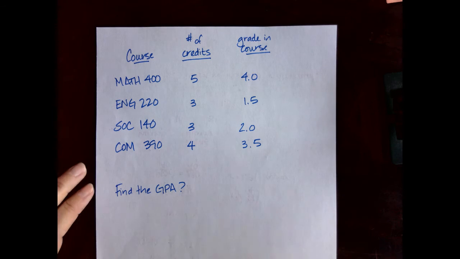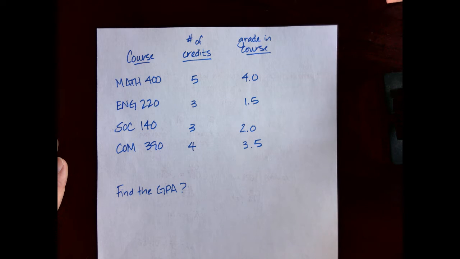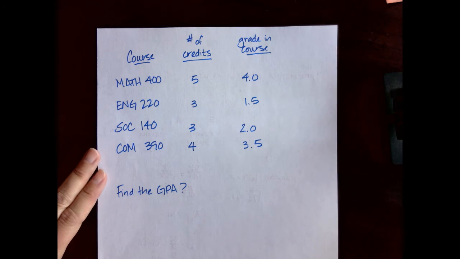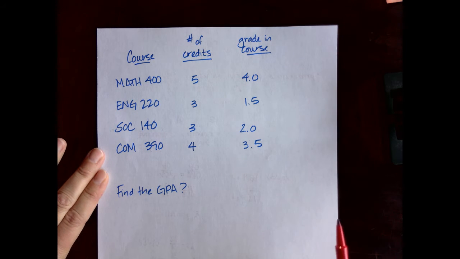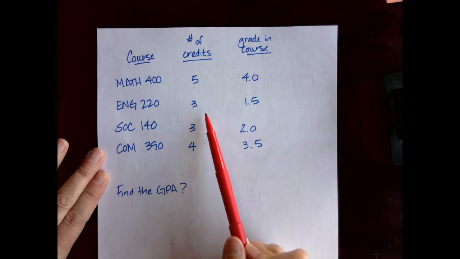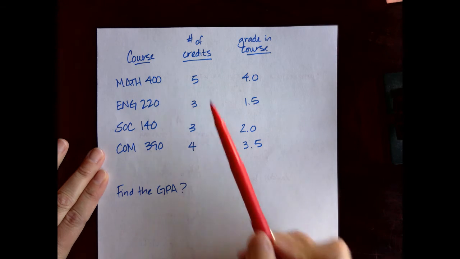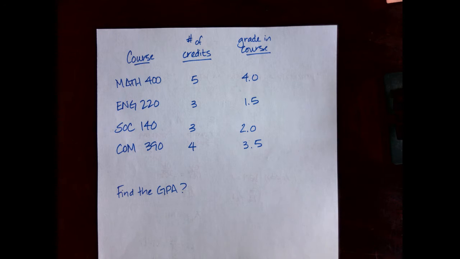Well, you might think that we could take their grades in the course and add them all up and divide by the number of courses that we have, because that's one way of finding an average. But the trouble is that the English course, for example, doesn't have as much of a weight to it as the math course does. The English course is only ranked at 3 credits, where the math course is ranked at 5. So that math course actually has more power in the grade point average than the English course would have.